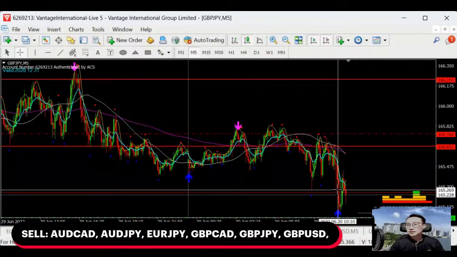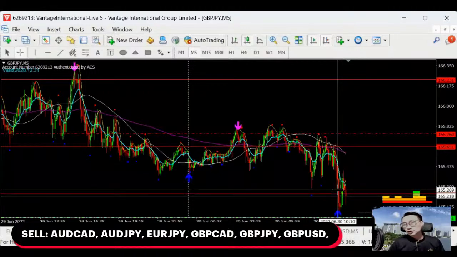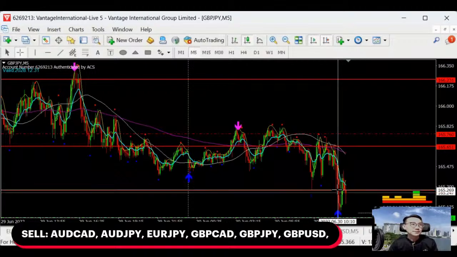If this support is able to break, I guess it will continue to sell even further and capture more. Tentatively, I'm still looking at this. Pound yen still has a good chance for selling, for people who are still holding it. If you are going to enter a trade right now, we are very near to the support, so we should be very careful with this.